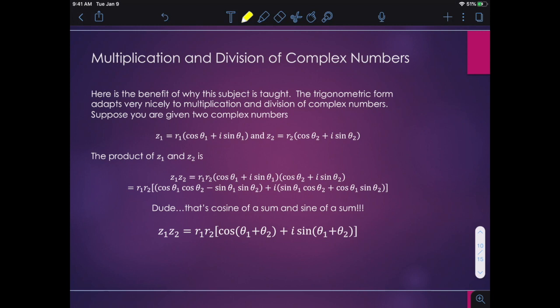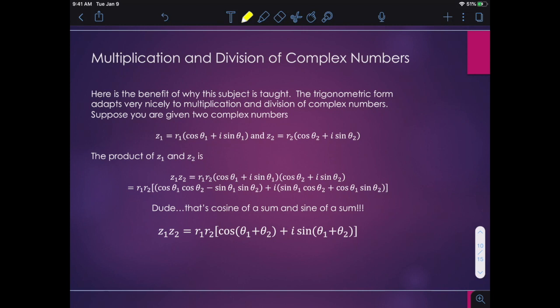And then z2 has a modulus of r2, and the argument, or the angle theta, of theta 2. So there's two different angles. One is theta 1 and one is theta 2. And so z2 then is made up of r2 times the cosine of theta 2, and then r2 times i sine theta 2. Now, if we wanted to find what the product of z1 and z2 is, we just really multiply both those parts together.